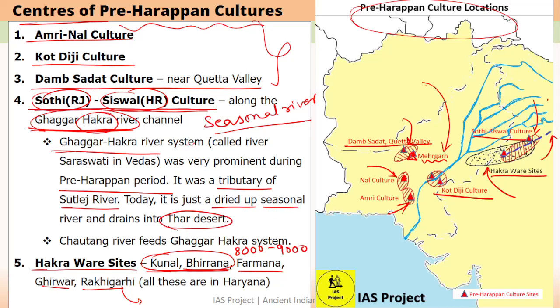We have references to Ghaggar Hakra river system in Vedas also. In Vedas, Hakra river or Ghaggar Hakra river is actually called Saraswati river. These type of questions can be asked in prelims.